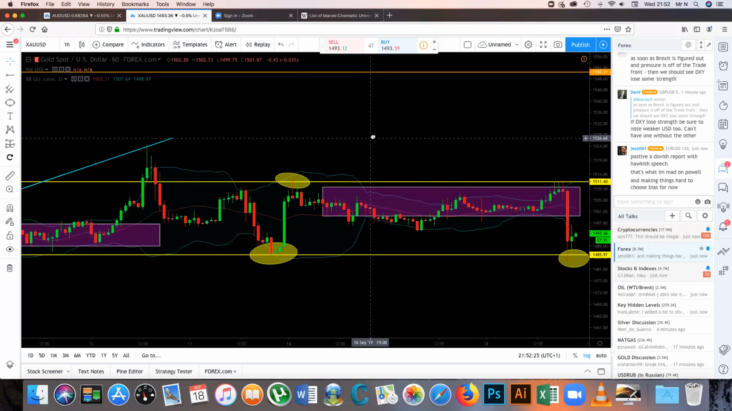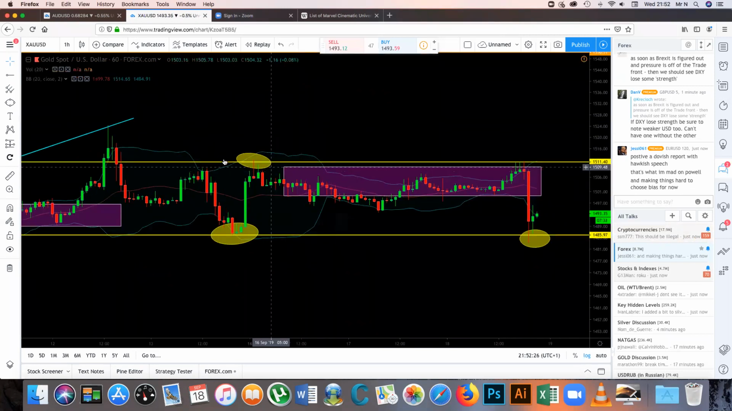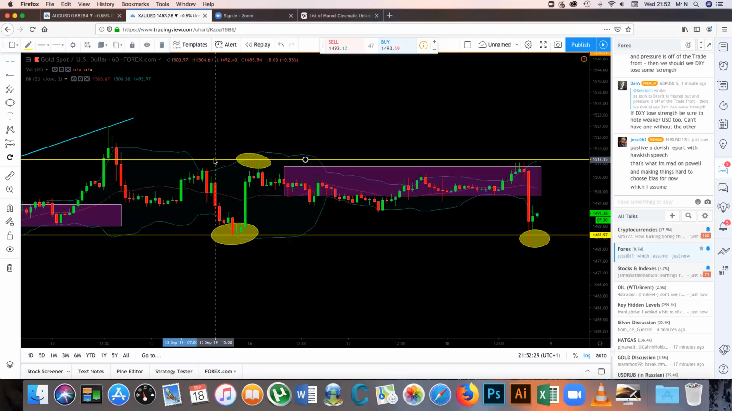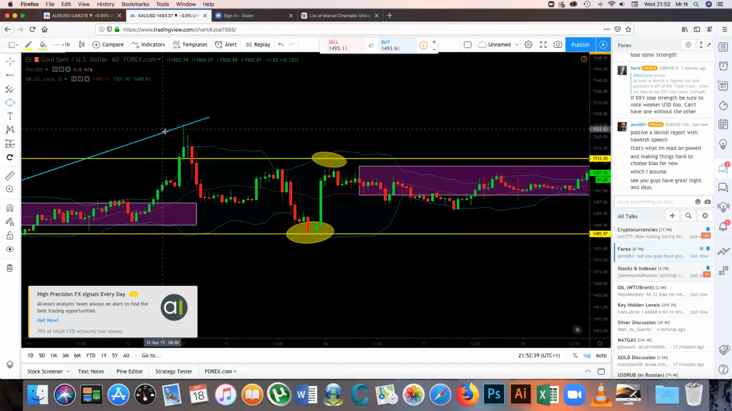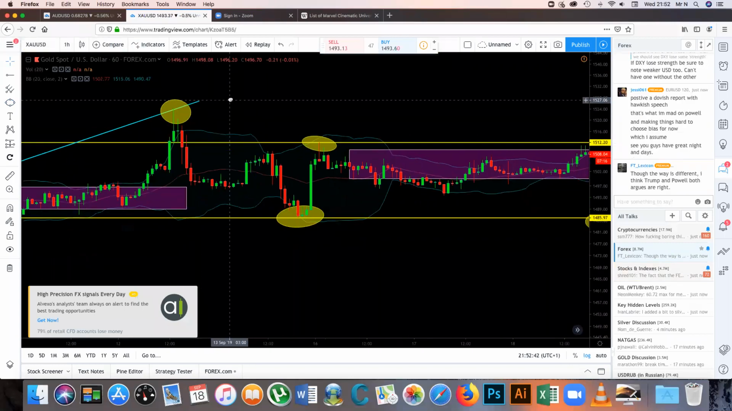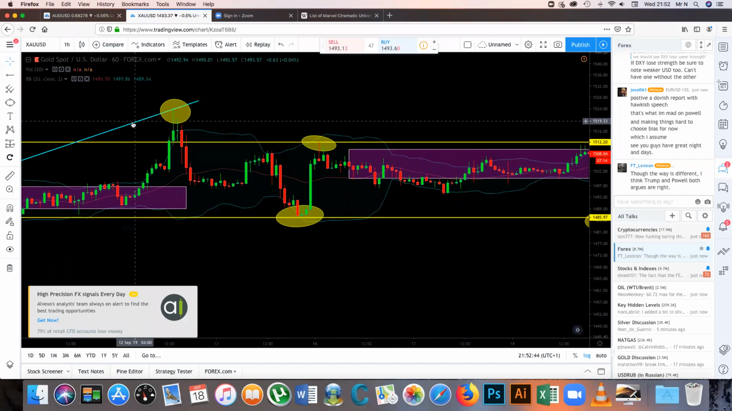In terms of perfect entry, where I've put my circles is the best times to enter. Here's another one where I could nicely enter. And what it's done, it's hit my support.